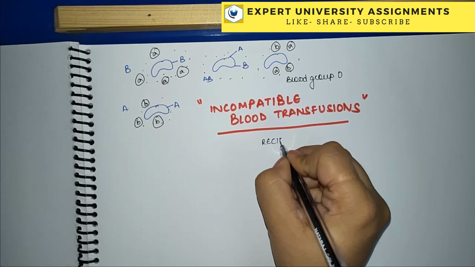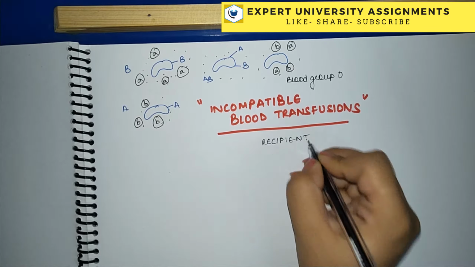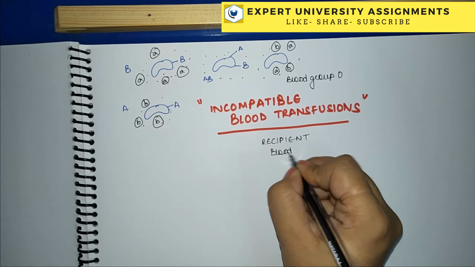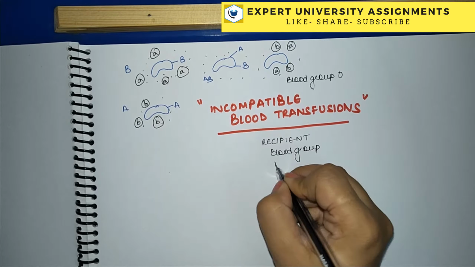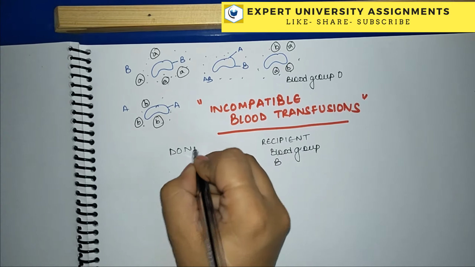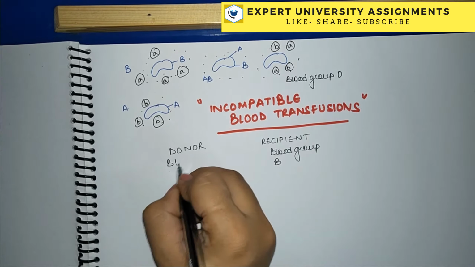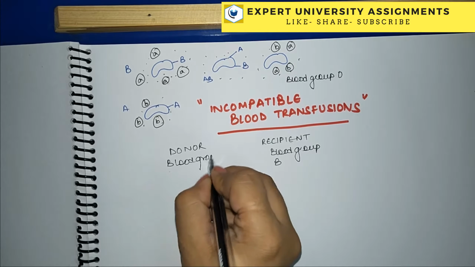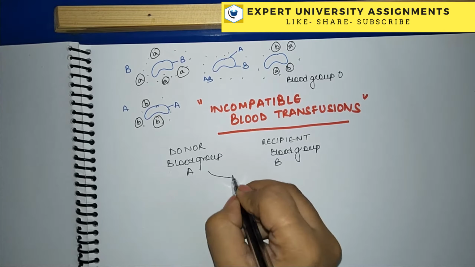recipient, say blood group B, which is receiving blood from the donor, which is blood group A, then what happens?